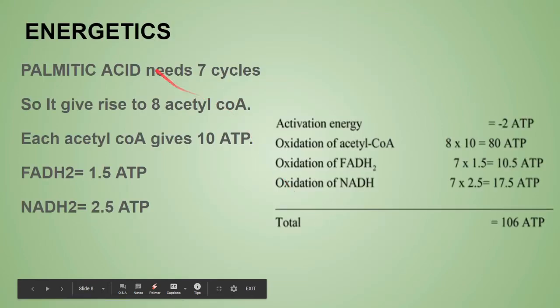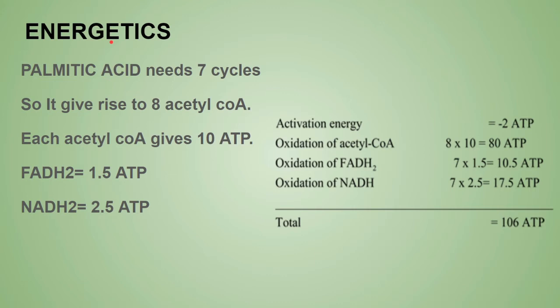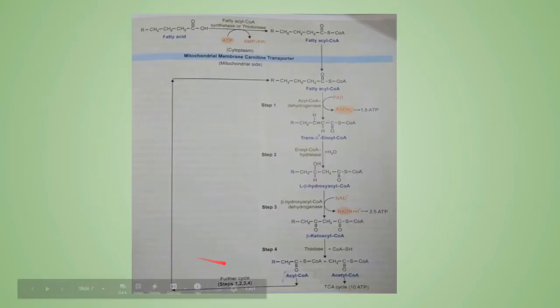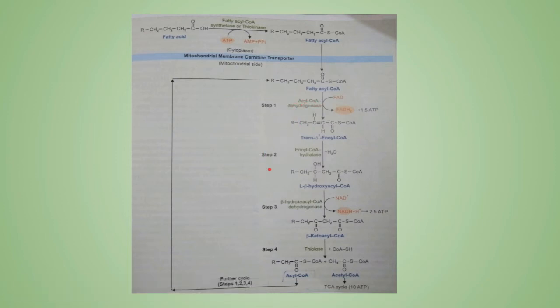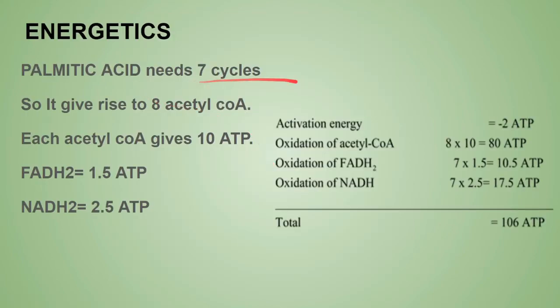Now, very important, energetics. This palmitic acid beta oxidation requires 7 cycles. I told you before that the acetyl-CoA will go to the TCA cycle, but the acyl-CoA will again go back and do all the steps again until it is converted into acetyl-CoA. So it needs 7 cycles for complete breakdown. Of course it will give 8 acetyl-CoAs, and each acetyl-CoA gives 10 ATPs. Remember, each acetyl-CoA gives 10 ATPs by the ETS cycle.